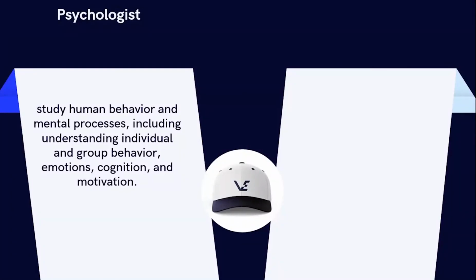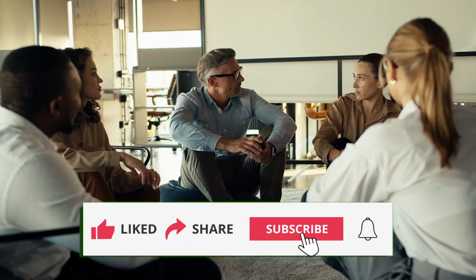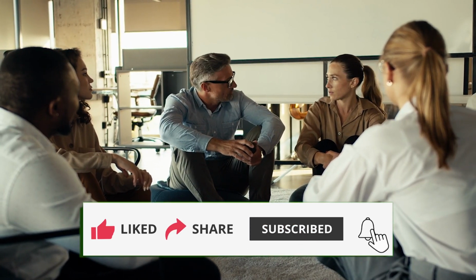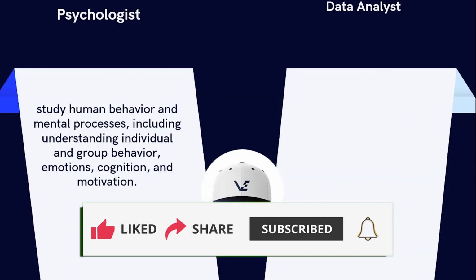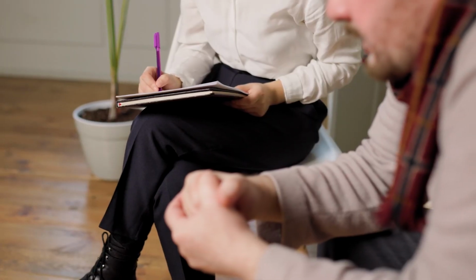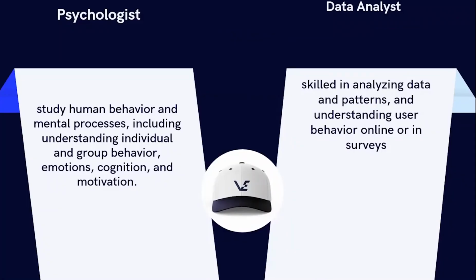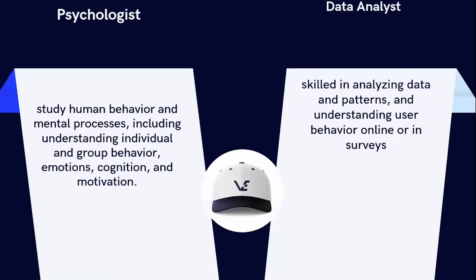So I know as a psychologist, you study human behavior, mental processes, including understanding individual and group behavior, emotions, cognitions, and motivations. So there is a role for you as a data analyst. Data analysts try to seek insight through the use of data. They try to get information. They try to notice patterns. So your skill in analyzing data and patterns and understanding behavior of online users or in surveys would help you to become a data analyst.